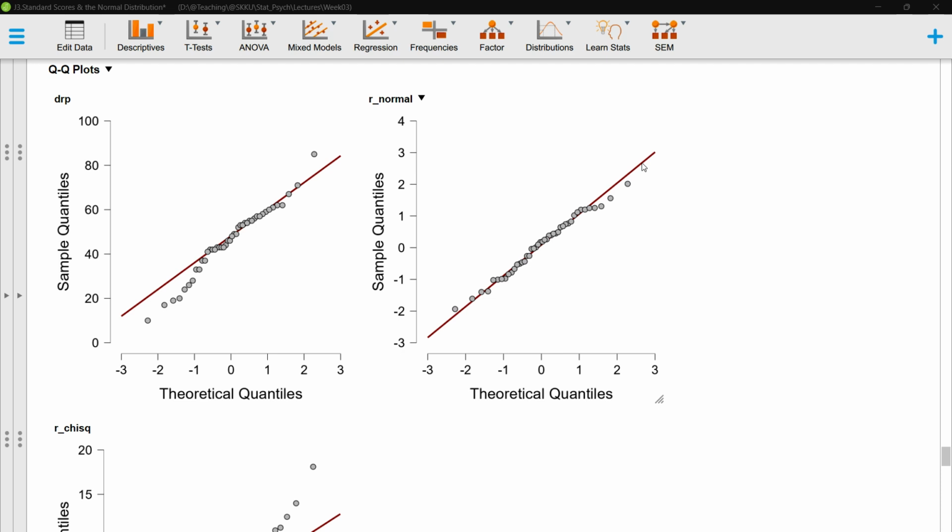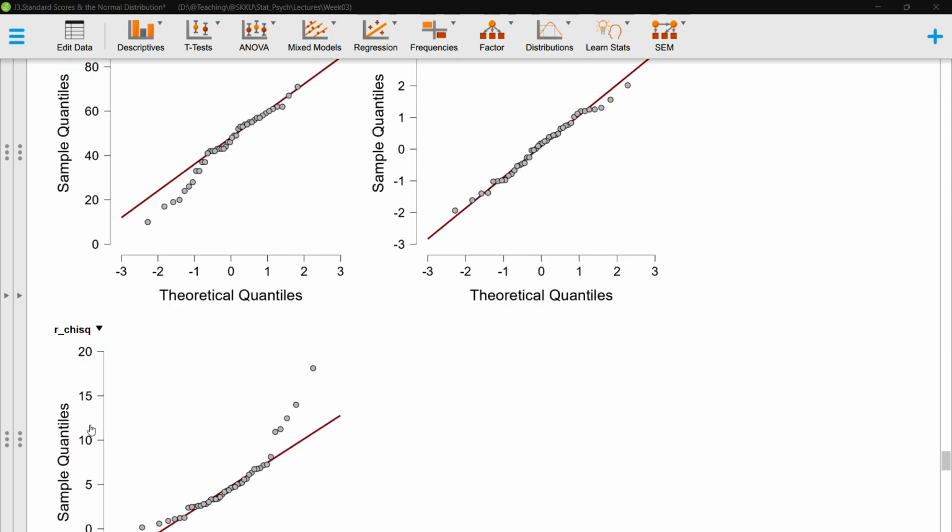If we have a linear type of scatter plot, we can say that the distribution is pretty much the same as the normal distribution in terms of the shape.